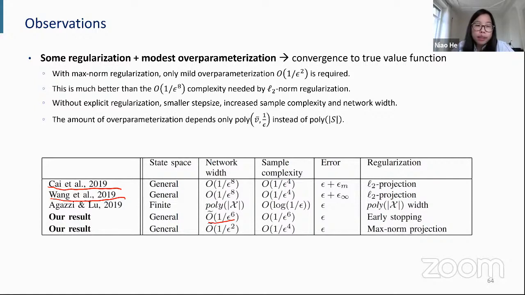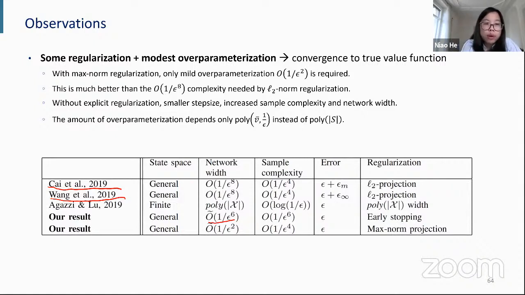And lastly, I think we should mention that the overparameterization complexity, as you see so far, only depends on 1 over epsilon, the accuracy or target error, and this parameter V bar, which measures how smooth your value function is and the bounds of your true value function. This has nothing to do with the size of your state space.